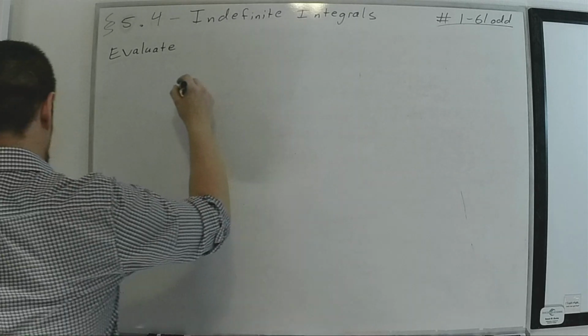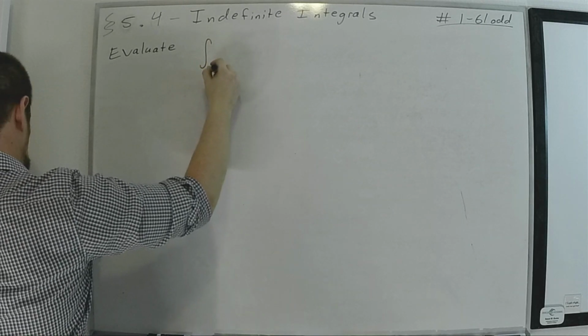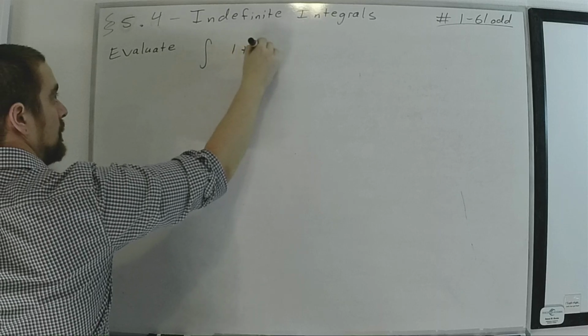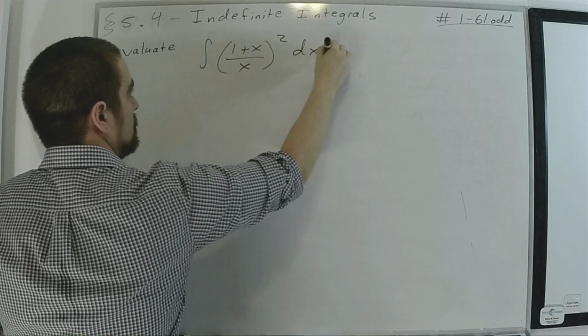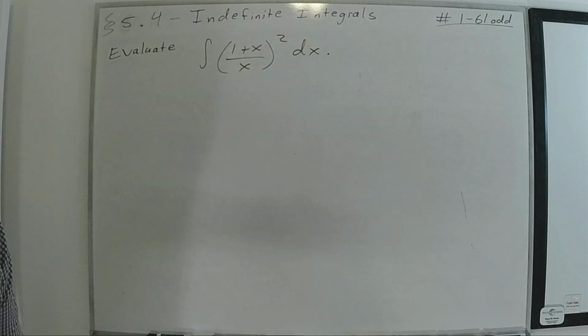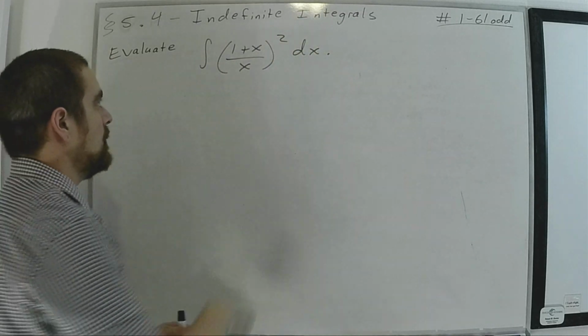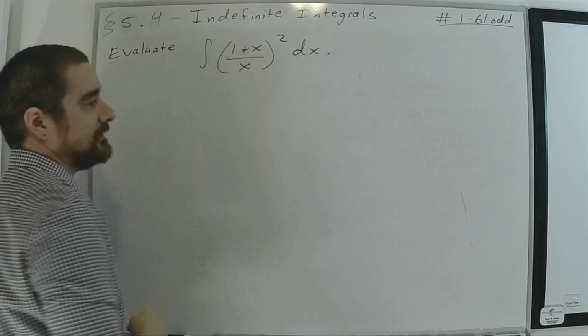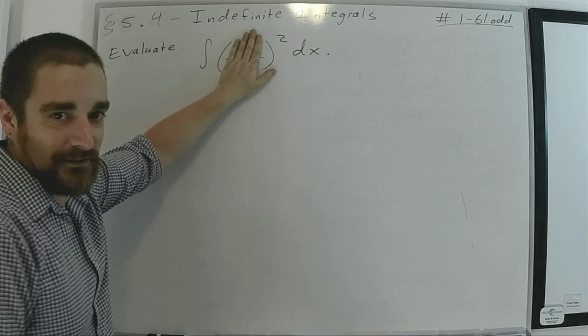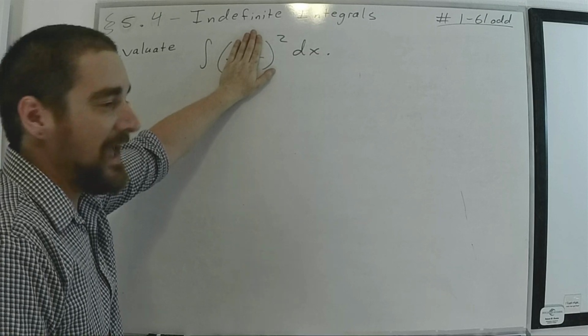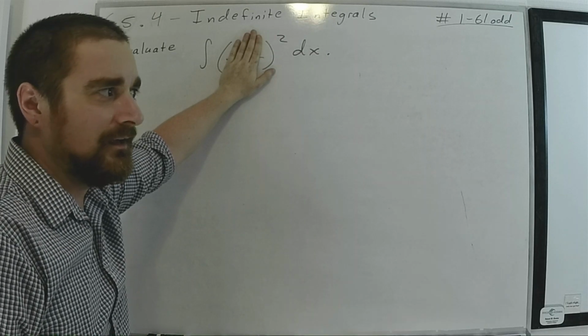Let's see if we can evaluate the indefinite integral of (1 plus x) over x, quantity squared, dx. Now, right off the bat, a lot of you are going to say, oh, I'll just do this to the third power and divide by 3. This is not a variable x, right? You're not just going to take this thing and add 1 to the power. That's not how you differentiate.